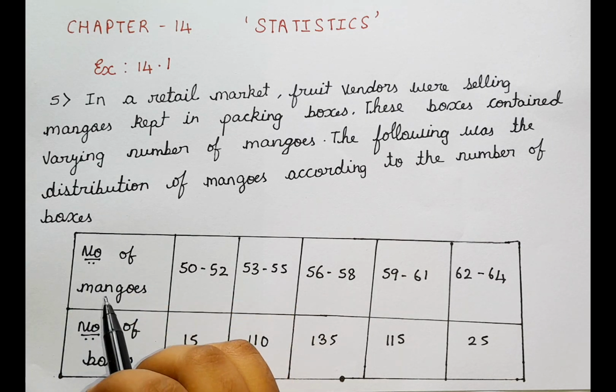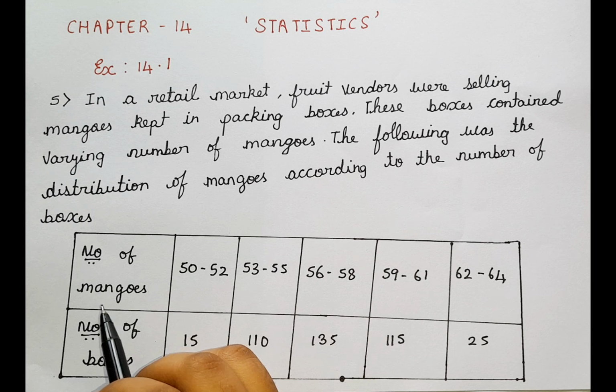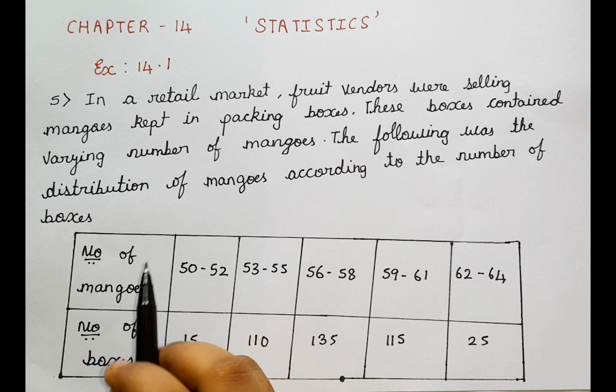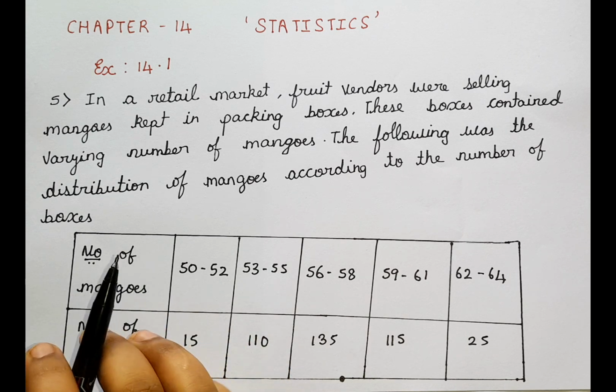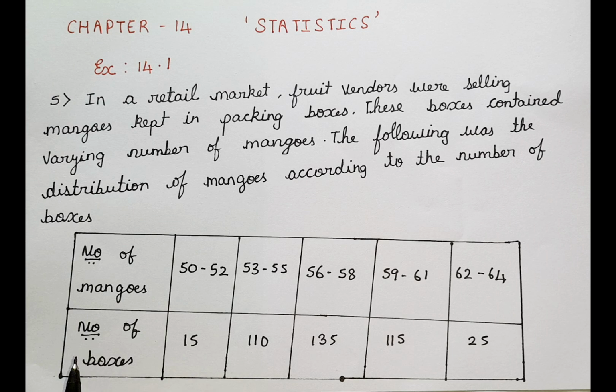So here there is a market. In that market a fruit vendor is selling mangoes, and those mangoes are kept in boxes. In this data they have mentioned the number of boxes as well as the number of mangoes. So what we are supposed to find? We are supposed to find the mean. I didn't write that down, I didn't have space, but in the textbook it's mentioned.